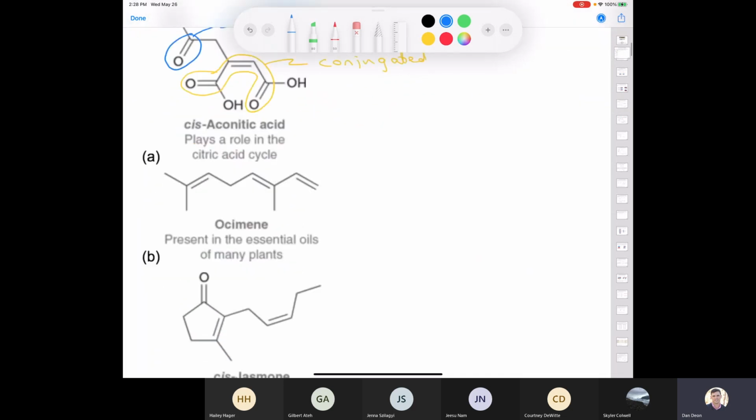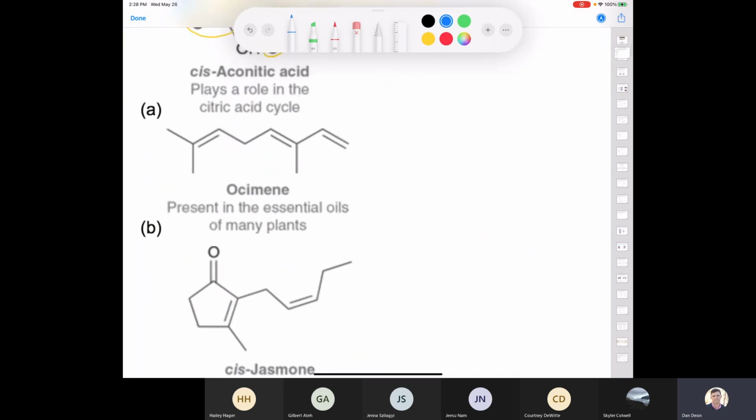All right, so if we move on to B, it says osamine present in essential oils of many plants. I had a student a number of years ago. I got injured. Anyhow, I got cut, and one of my students was obsessed with essential oils. So she brought me some essential oils to put on my hand where I got cut.